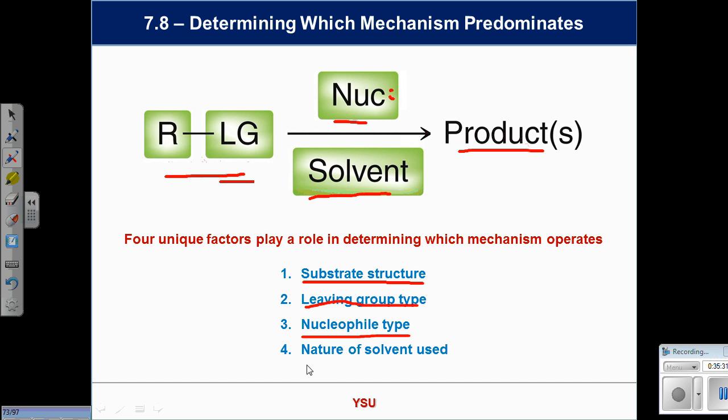And then the solvent here is going to be important because the solvents can help with an SN2 or cause an SN2 to go slower, and the same with an SN1. You need to be very detailed with the approach here.